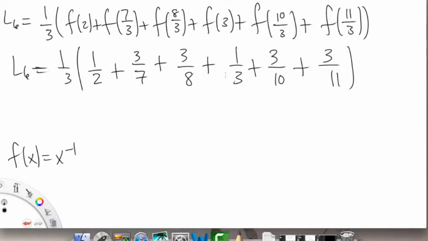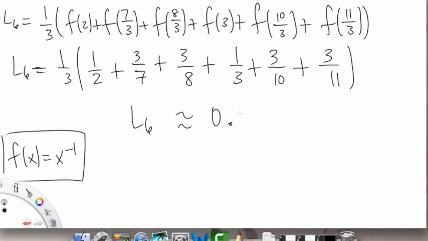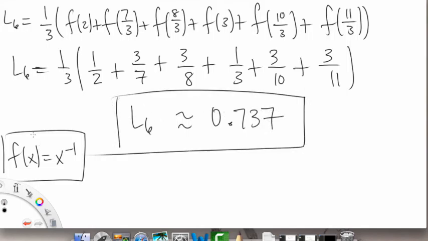And here I'm just flipping them because that's what our function told us to do. If it told us x squared, then I would just square all these values, and so on. So this approximation turns out to be a total of 0.737. And that is it for that problem.